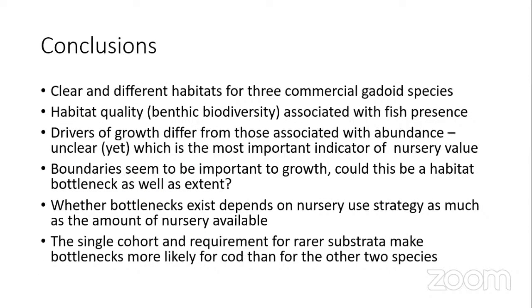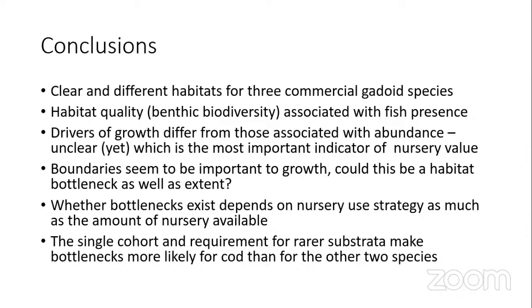So our conclusions on this are that we have very clear differences for these three species. It's three important commercial species. Habitat quality, as indicated by benthic biodiversity, turns out to be really important for presence, but also for abundance. Drivers of growth are a bit different, and we don't know yet what is the most important thing, whether it's better for a habitat to just hold loads and loads of fish, or whether a smaller number of fish is okay, as long as they all have good growth rates and then go on to be successful as adults. And we don't know yet which of those is most important.